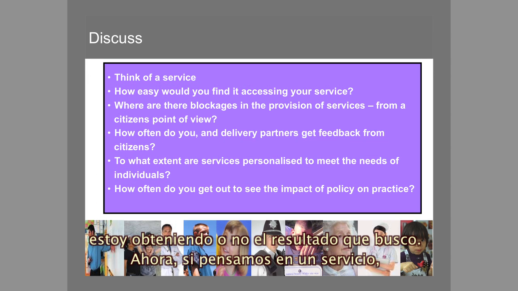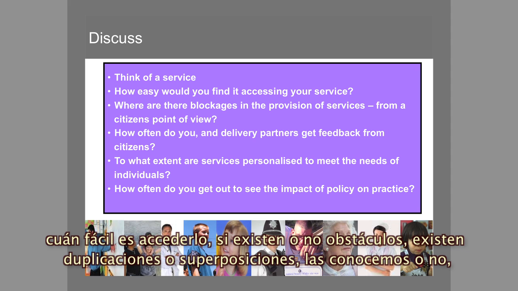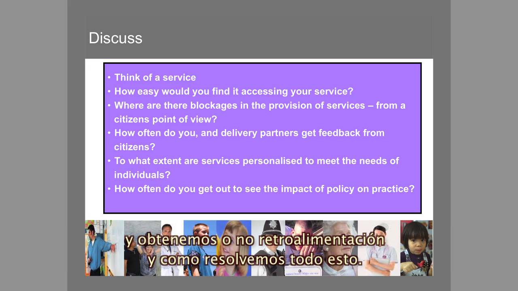Now, if you thought of a service, how easy would you find accessing that service? If you think about one of the key public services that you've got within your country, how easy is it to access it? Are there blockages? Are there overlaps? Do you actually know? Do you get the feedback? And how do you actually resolve all that?